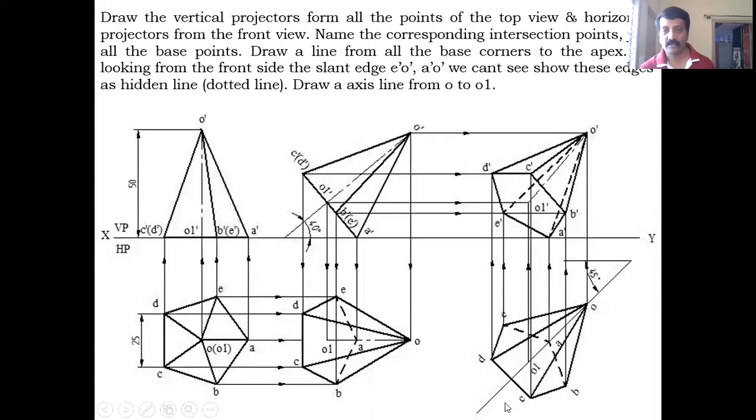B dash, O dash are joined. C to O also you can see. D to O you can see. Yes, it becomes the outermost boundary line. What about E to O? Can you see it? You are looking from here. It is behind you. That's why E dash to O dash is hidden, and A to O you cannot see either, that's why A dash to O dash is hidden. At the end, the axis line you can represent from O1 dash to O dash.